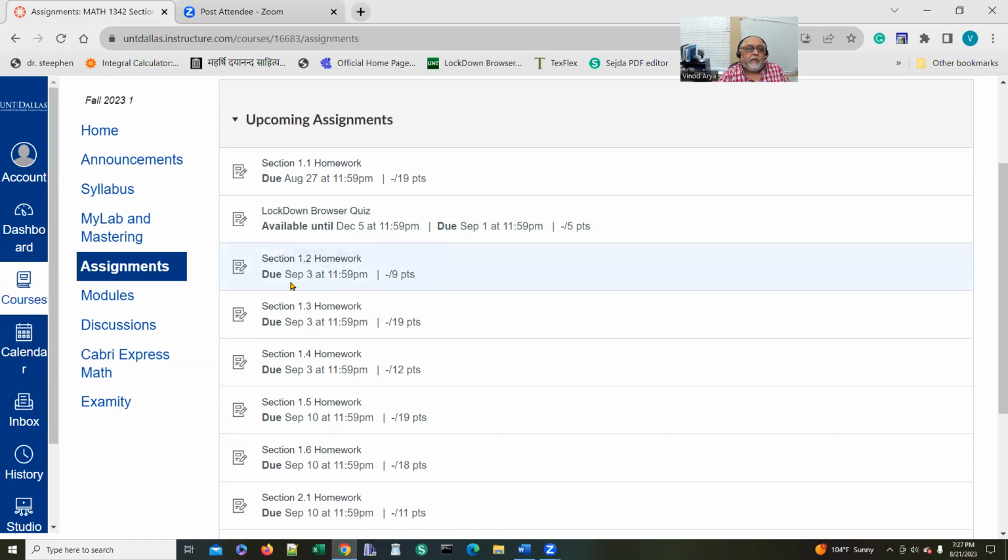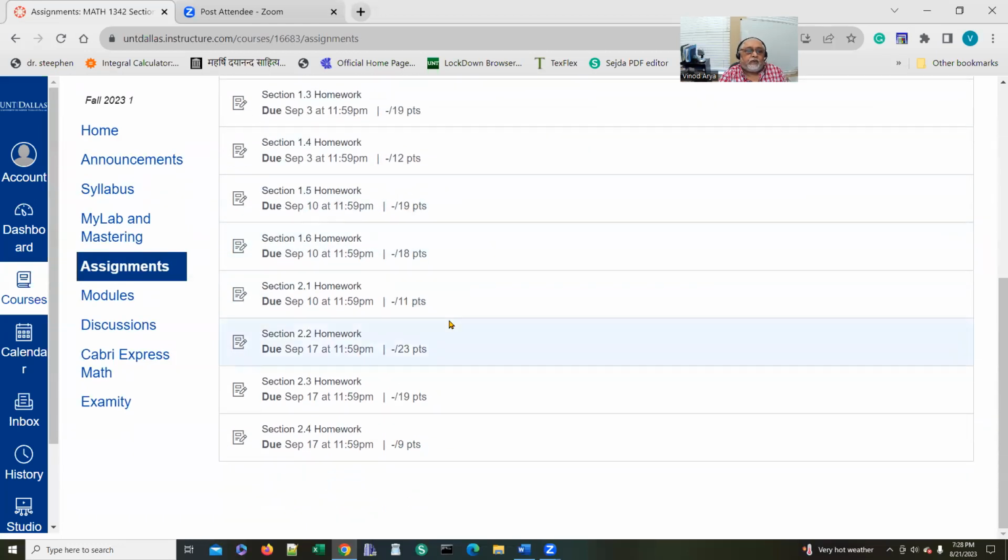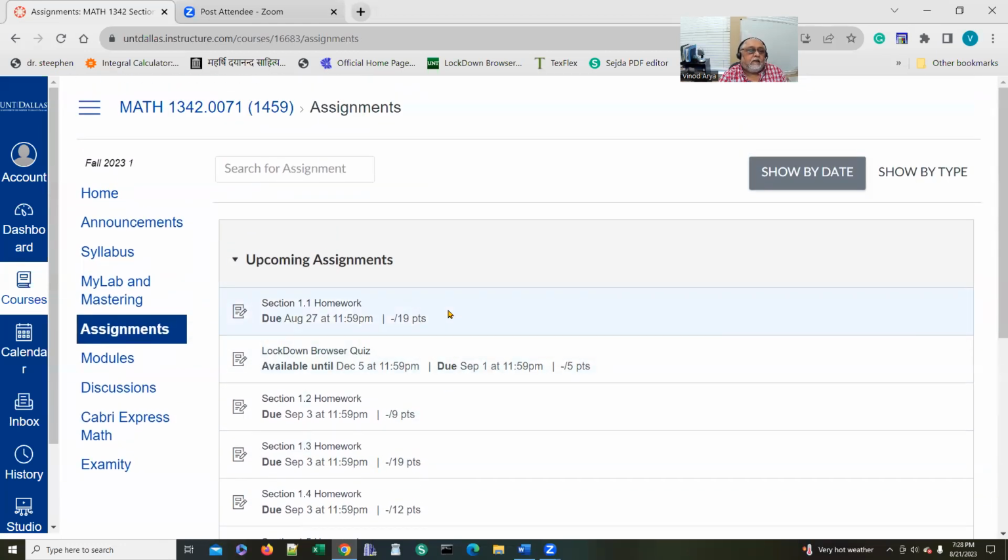So if you do not submit the assignment on September 3rd, any date after that will bring a penalty of 20% on your score. So say you scored 8, then 20% of 8 will be 1.6. So you will get 1.6 less from what you have scored if you submit your assignment after September 3, and so on and so forth. So these are listed here.